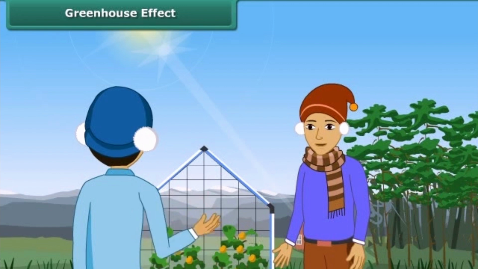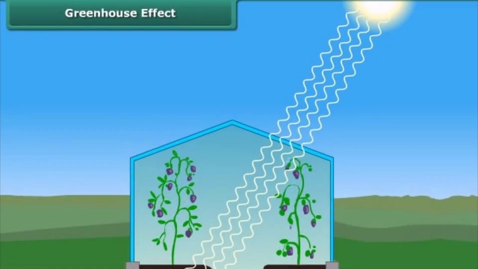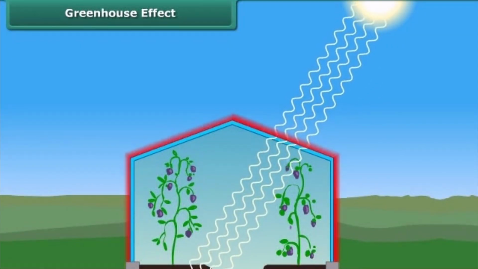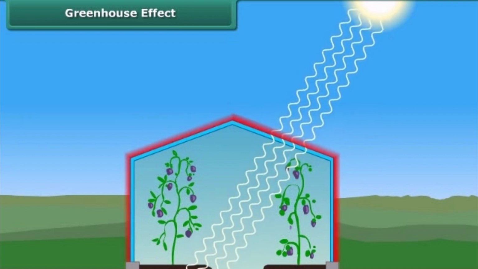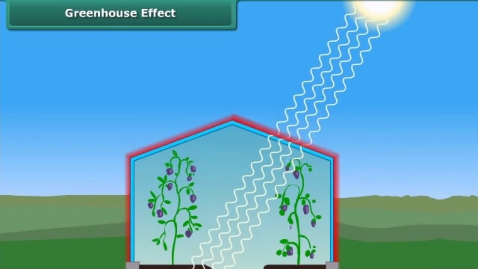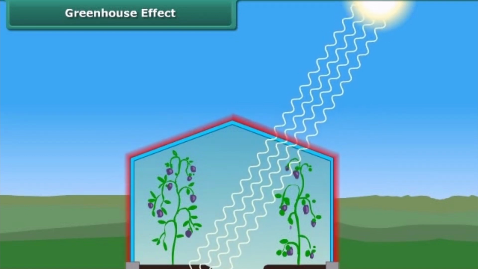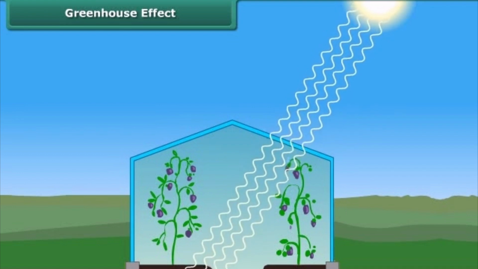See this house. This has so many glass panes. This is called greenhouse. When solar rays come into this house, they heat up the air inside it. That hot air is trapped inside, which makes a nice warm and humid environment for plants to grow.